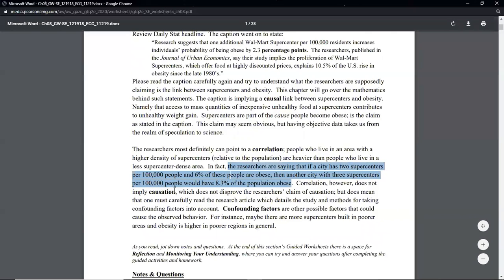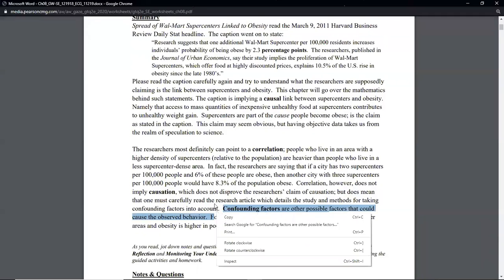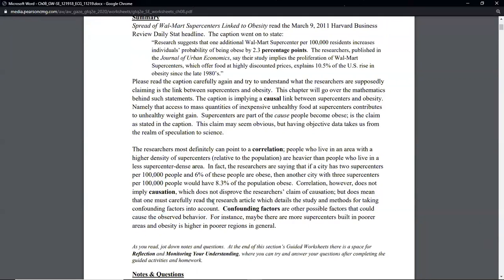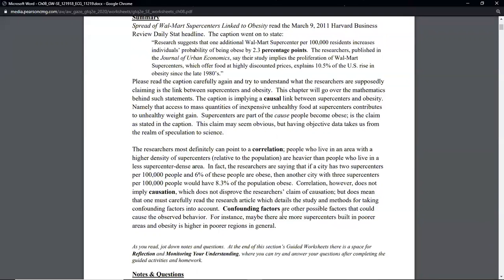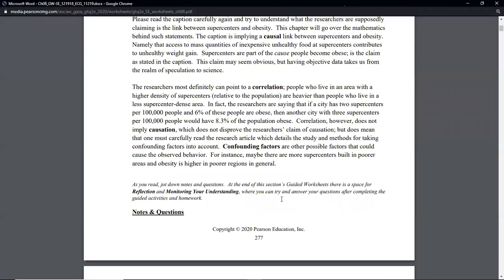Correlation does not imply causation. It doesn't disprove the researcher's claim of causation, but it does mean that one must carefully read the research. Again, confounding factors are the other possible factors that could cause the observed behavior. Maybe it's just the number of Walmarts are going up and obesity is going up. Maybe there's another reason that the obesity rate is going up besides Walmarts proliferating. For instance, maybe there are more supercenters built in poor areas, and it is true that obesity is higher in poorer regions in general. There is a correlation between the wealth of a region and the obesity rate of a region.